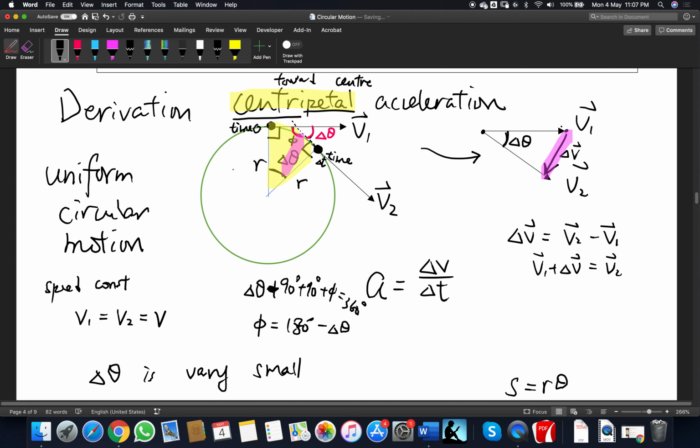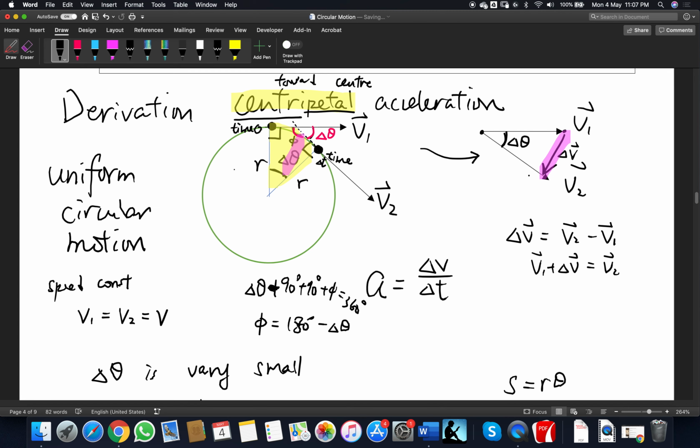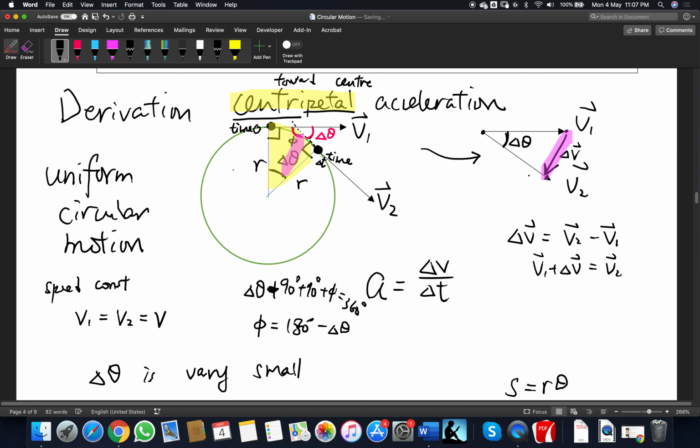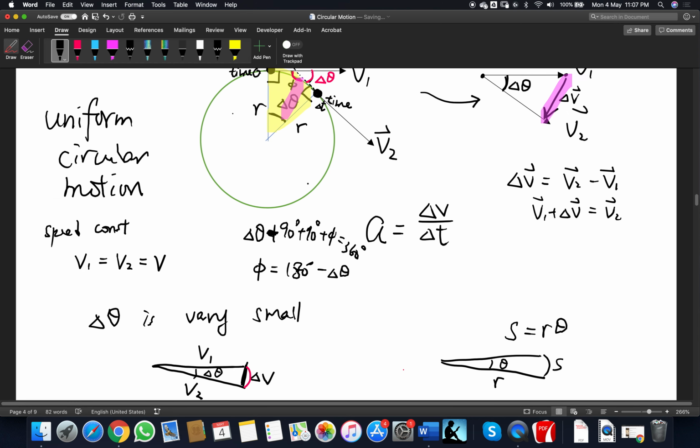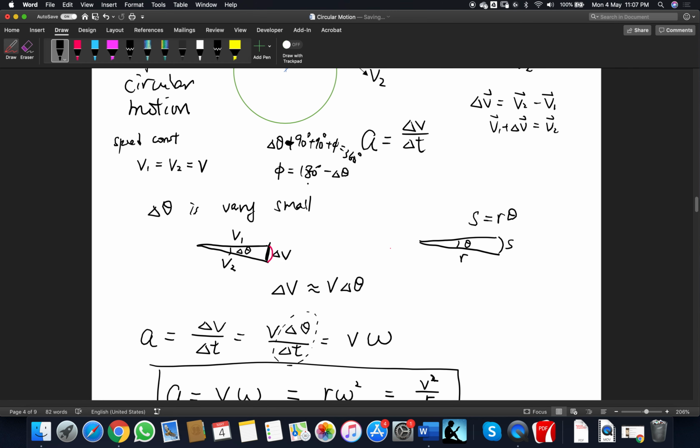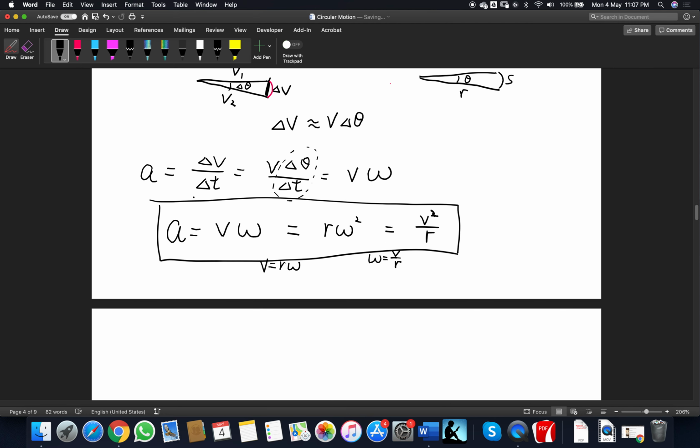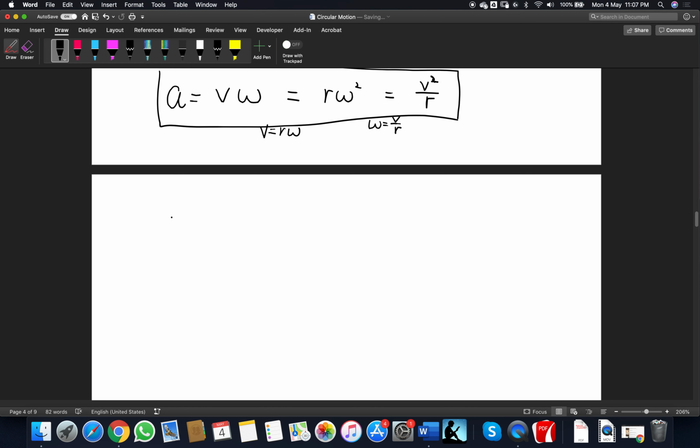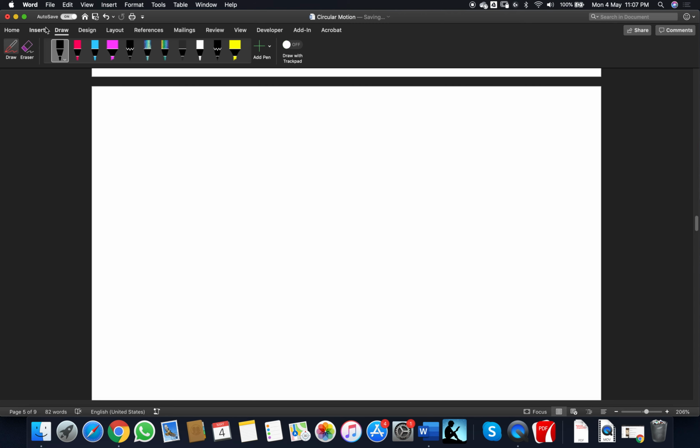So it's better for you to just accept the result of this proof, and this derivation is not likely to appear in the public exam. So what you need to do is to remember this formula and notice that the acceleration is always towards the center of the circle. So let me draw a circle again.